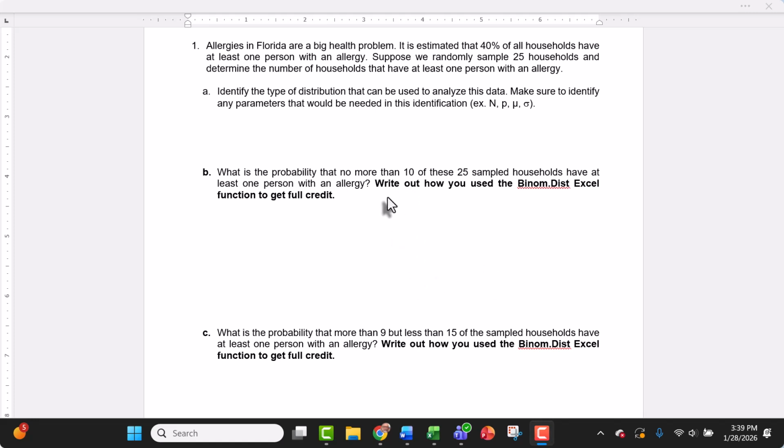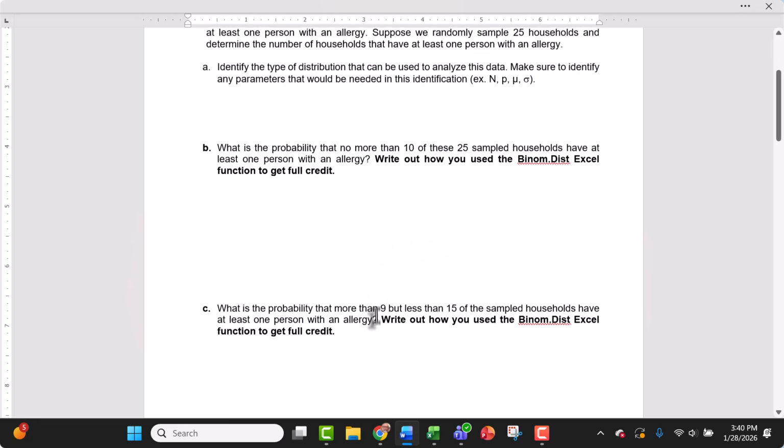Show me what it is you're typing into the Excel spreadsheet, and then go ahead and give me the numerical answers as well. If you want to draw dots, if you want to draw and show me what you're thinking, that's great. If you show me the dots, I'll at least be able to give you some partial credit, whereas if you just give me an answer, if you give me a single number, you're not going to get much credit. I need the binom.dist with the various parameters laid out.